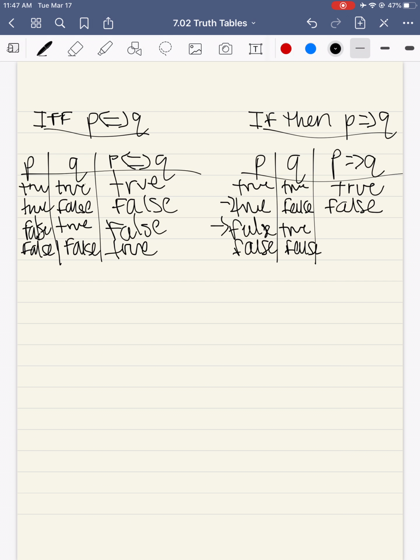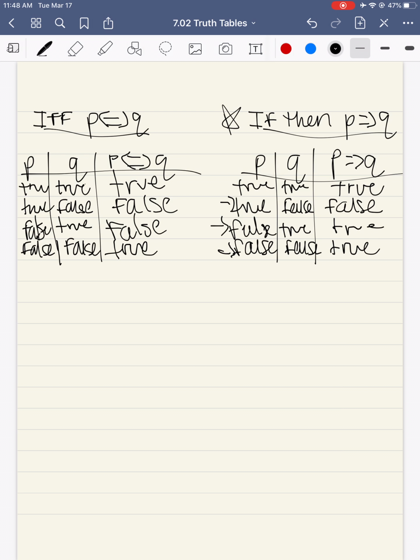This line here says, if it's not raining, then I use my umbrella. Well, I didn't get wet, so it doesn't matter. So this is true. And then similarly, it didn't rain, I didn't use my umbrella, I'm not wet, so that's a true statement.